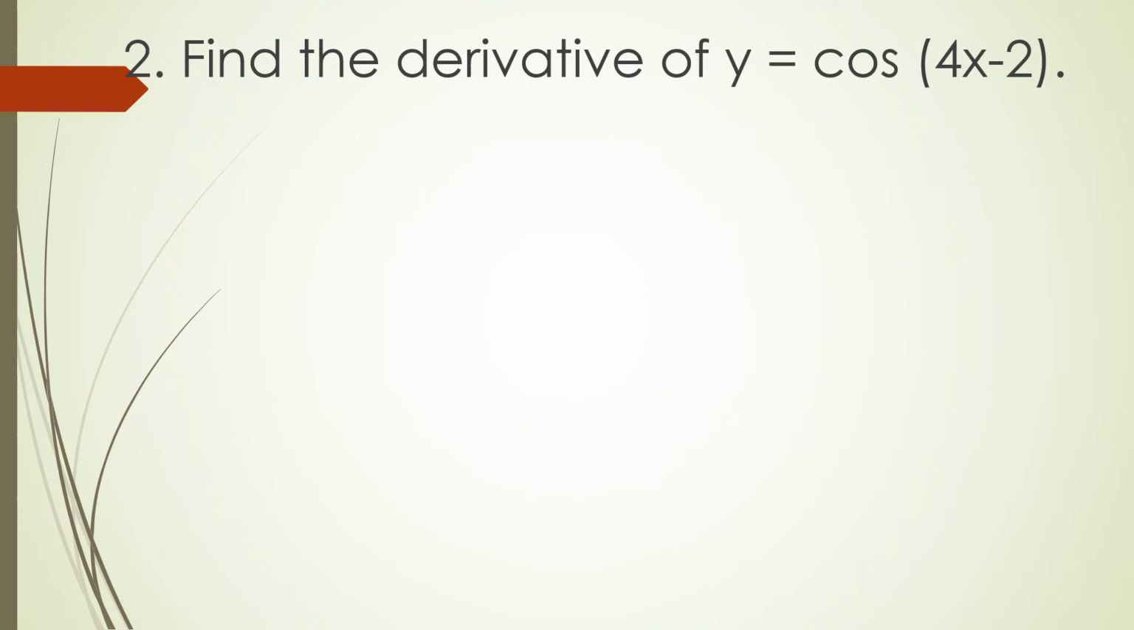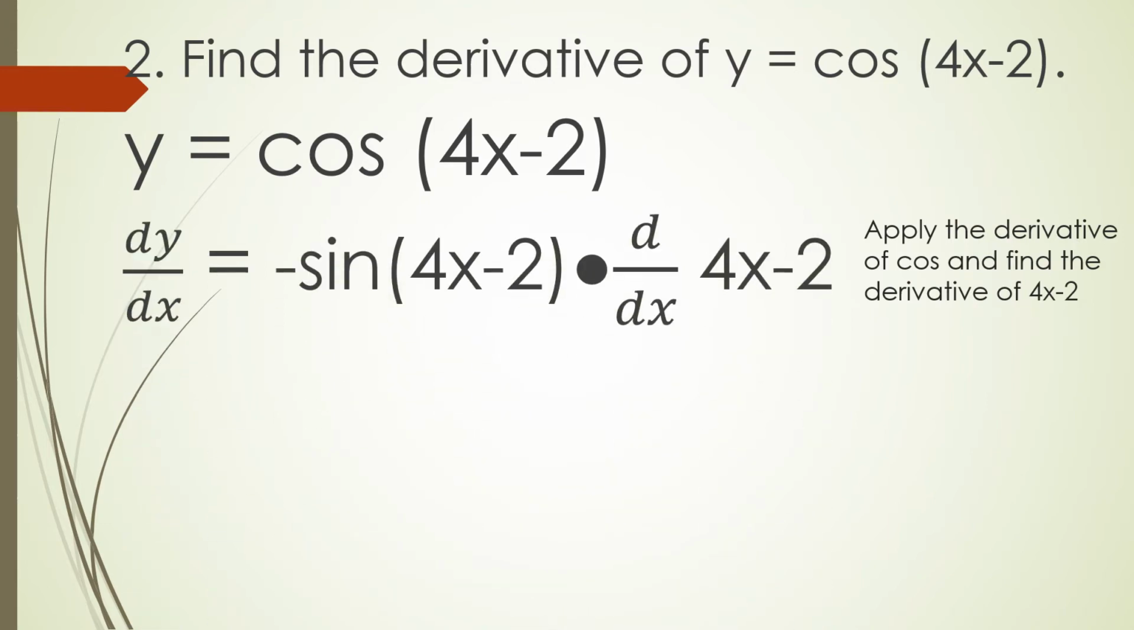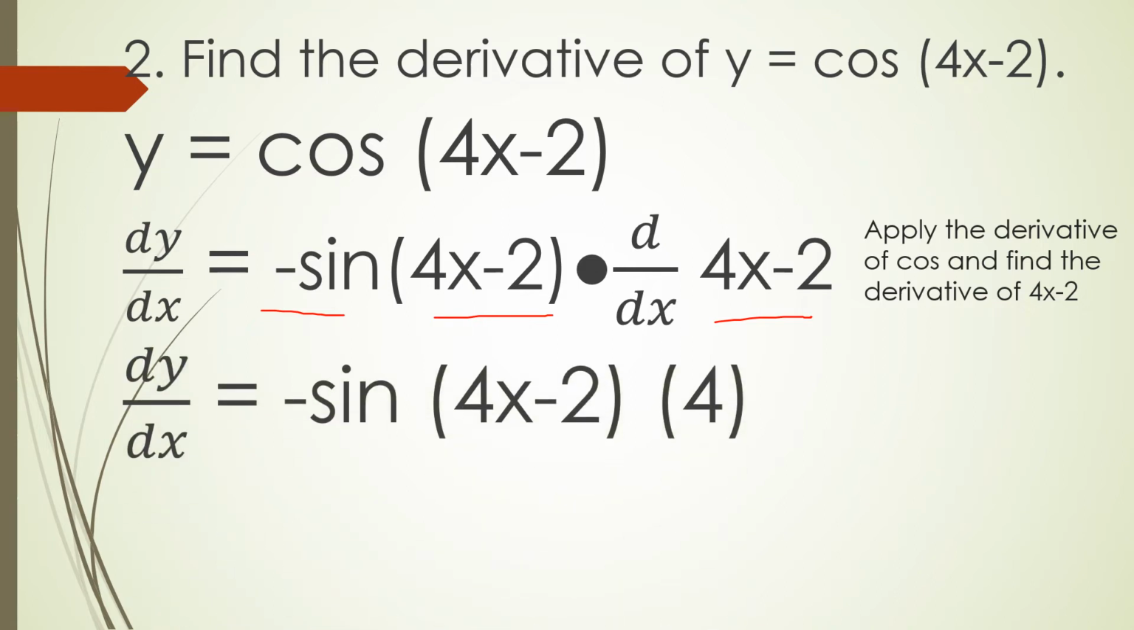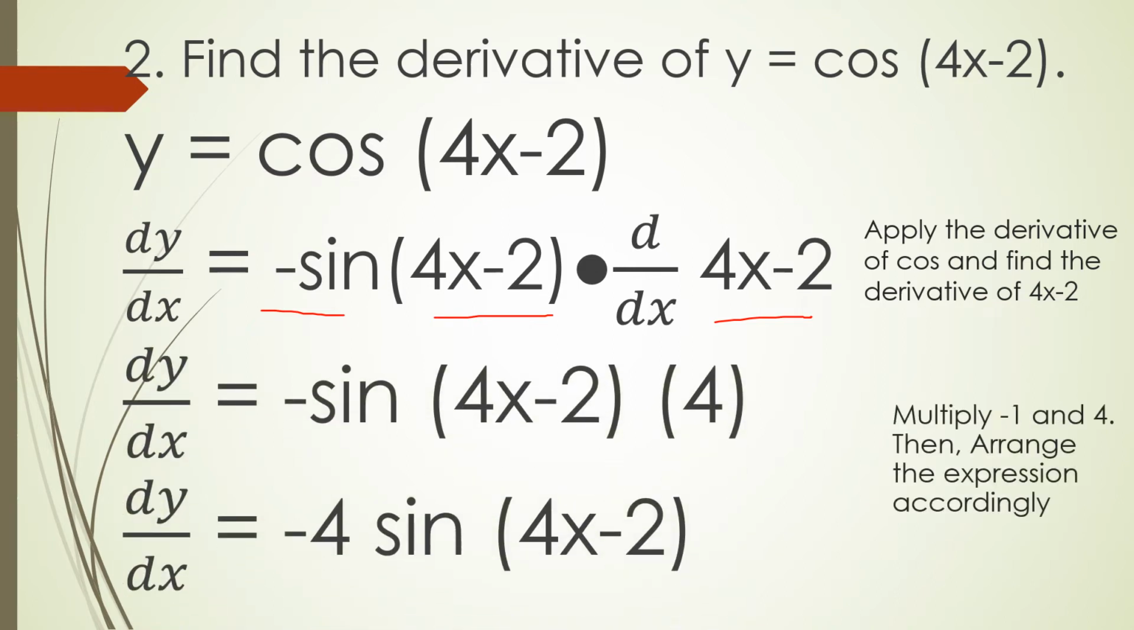Next, find the derivative of y is equal to cosine 4x minus 2. Applying the derivative of cosine, we have negative sine, copy 4x minus 2. What's the derivative of 4x minus 2? That is 4. So multiply negative 1 and 4, then arrange. We'll have negative 4 sine 4x minus 2.